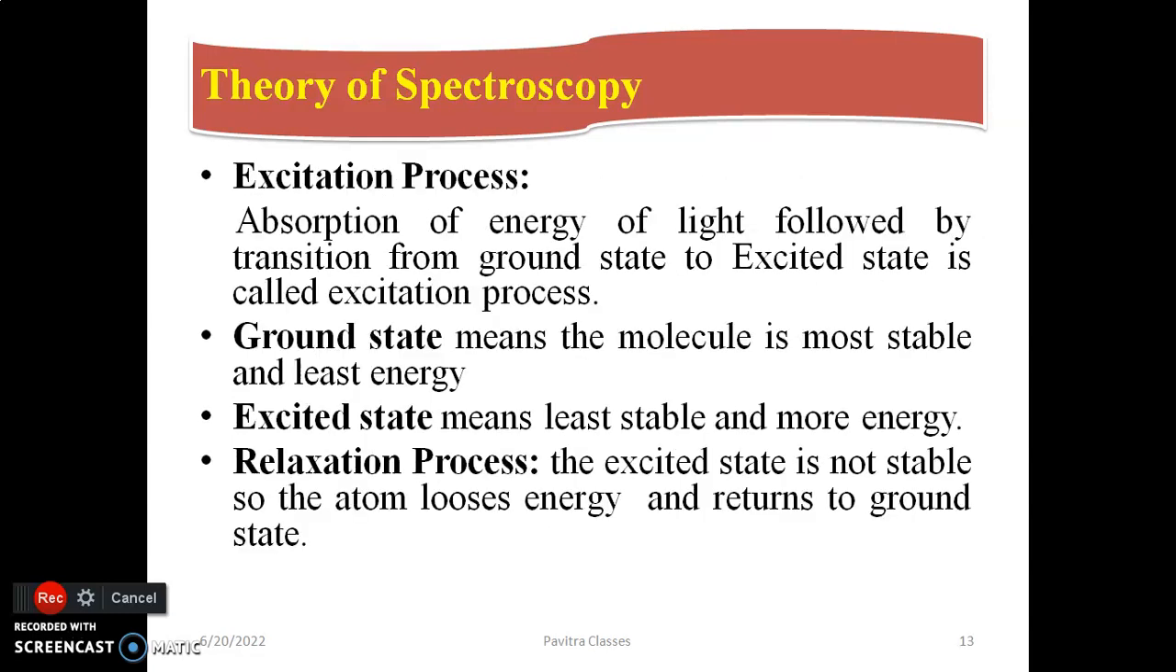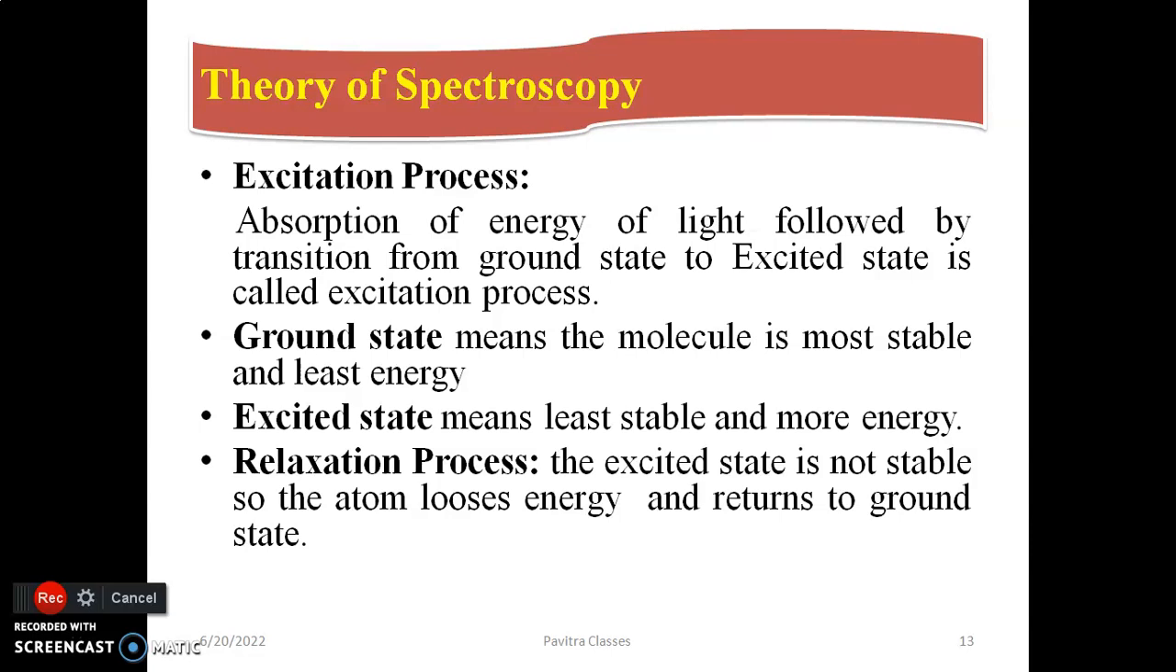Then the excitation process and the relaxation process are very important. Whenever energy is absorbed from the light through the sample, there is a transition from the ground state to the excited state. The ground state is the most stable, least energy state. In the excited state, the molecule has more energy and is least stable. It will come back to the ground state by losing energy, which is called the relaxation process.